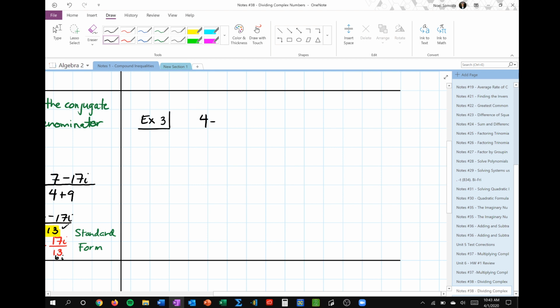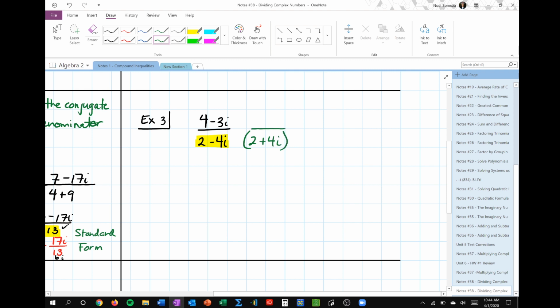So 4 minus 3i all over 2 minus 4i. Again, I have issues, right? I look at my denominator. That denominator is a complex number. Part of the complex number is imaginary, and we don't want imaginary. So I need to go ahead and multiply this by the conjugate, right? What would the conjugate be of 2 minus 4i? Well, the conjugate there would be 2 plus 4i.